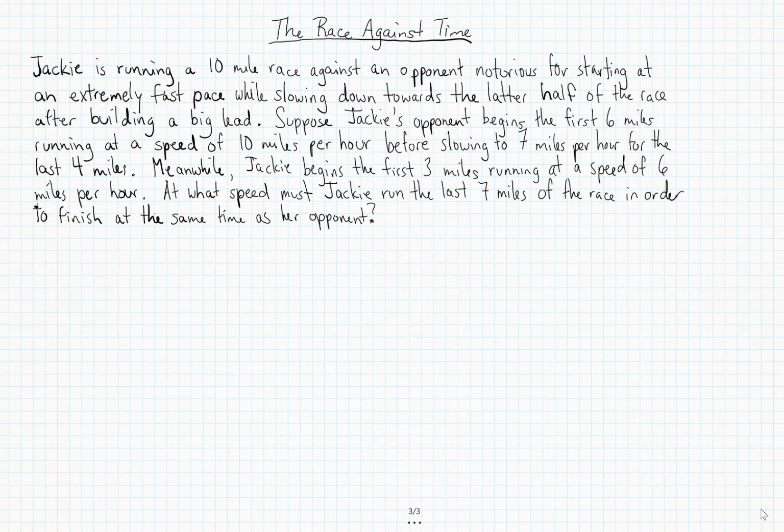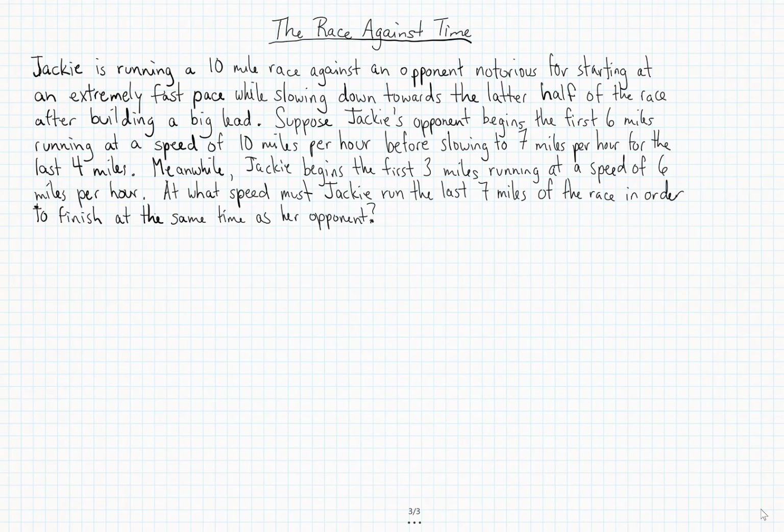And now we'll get into one that has multiple steps, so kind of build into something much larger and how do we compare and whatnot. So this race against time. We have Jackie running a 10-mile race against an opponent notorious for starting an extremely fast pace while slowing down towards the latter half of the race after building that big lead. So suppose Jackie's opponent begins the first 6 miles running at a speed of 10 miles per hour before slowing to 7 miles per hour for the last 4 miles.